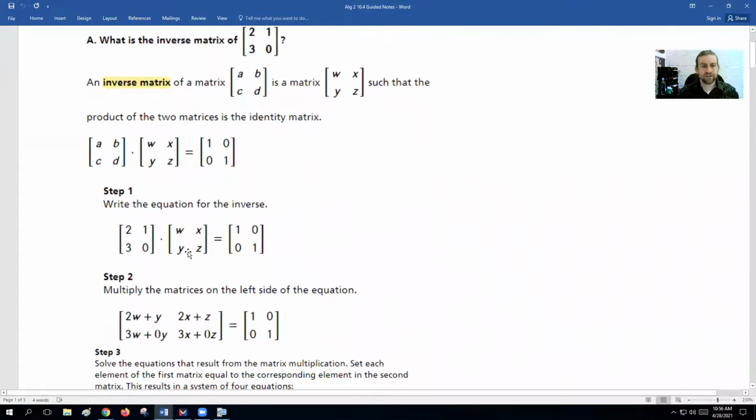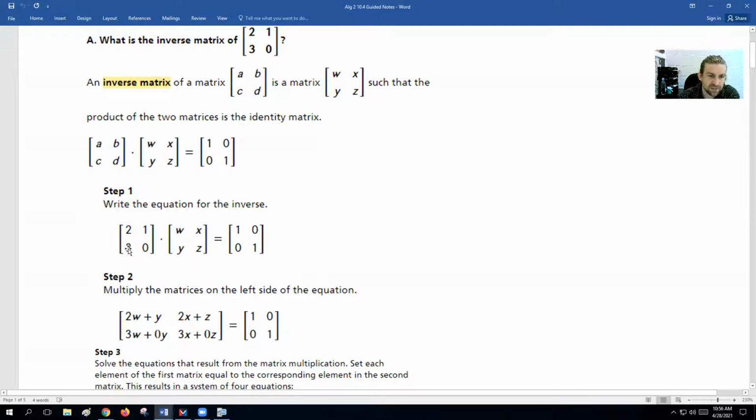In order to figure this out, we basically set up a problem where the matrix we have here, 2, 1, 3, 0, times this unknown inverse matrix has to equal 1, 0, 0, 1. We know we can multiply this row by this column. So 2 times w is 2w, 1 times y is y. That's how we get our first element. Next, we can multiply 2 times x, which is 2x, 1 times z is z.